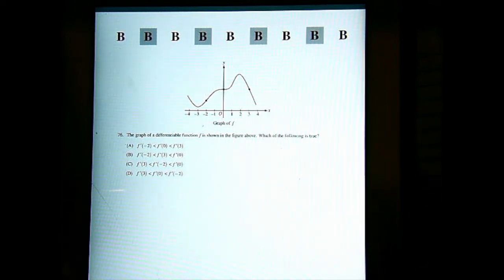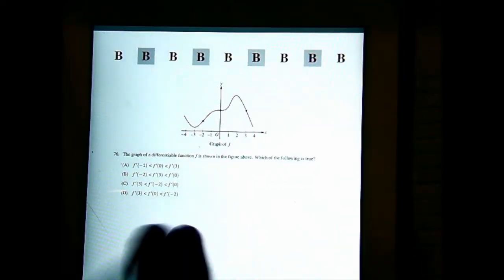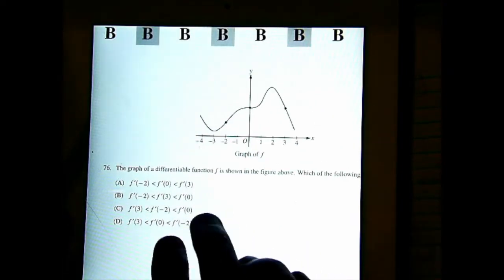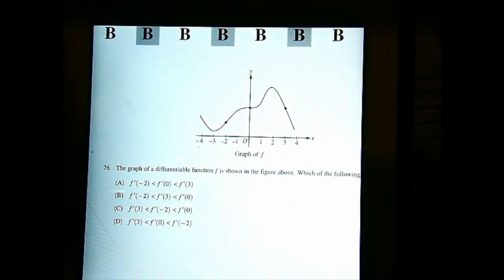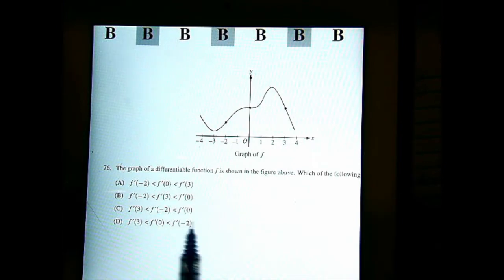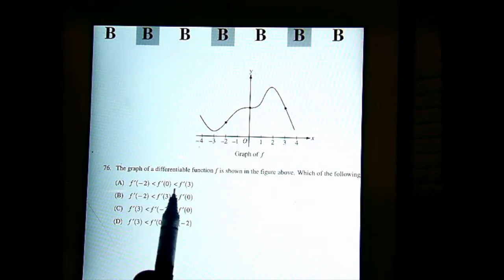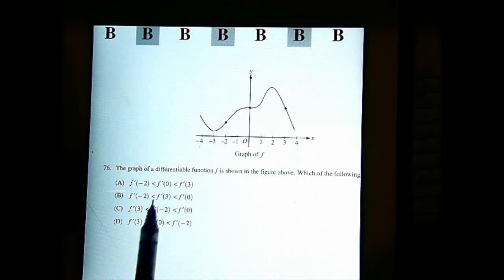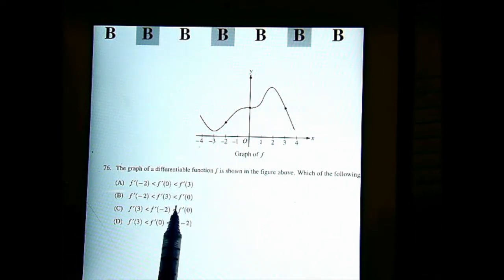They say the graph of a differentiable function f is shown in the figure below. Which of the following is true? Basically, what you have to ask is what is the derivative of this function at each of these points. You're being asked to compare f prime of -2, f prime of 0, and f prime of 3. The values of those expressions are just going to be the slope of the tangent line at the given point.